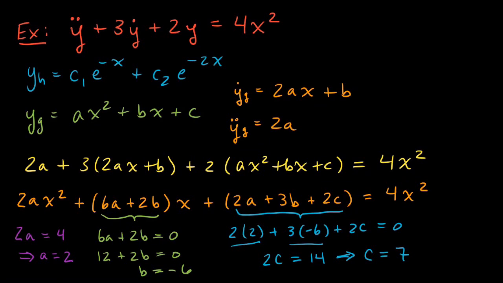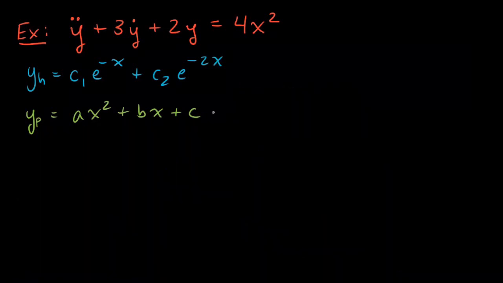All right, so now we have coefficients: a equals 2, b equals -6, and c equals 7, that will be used in this expression. Okay, so we can just fill in for the particular solution. We can just say that's going to be 2x squared minus 6x plus 7.